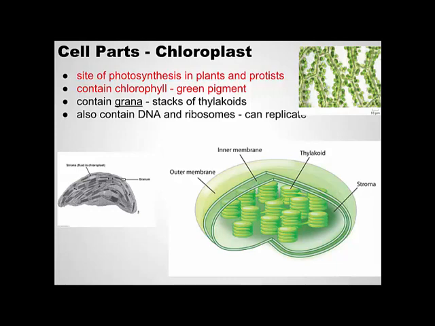Here's what it looks like in the electron microscope. Again, sort of the shape, and you can see the stacks, the thylakoids inside of this chloroplast. Here's what they look like in the light microscope. You see these are obviously plant cells. The white area is the large central vacuole, and the chloroplasts are sort of pushed to the outside.